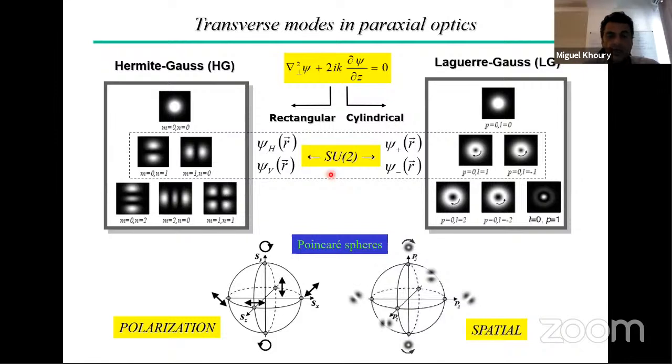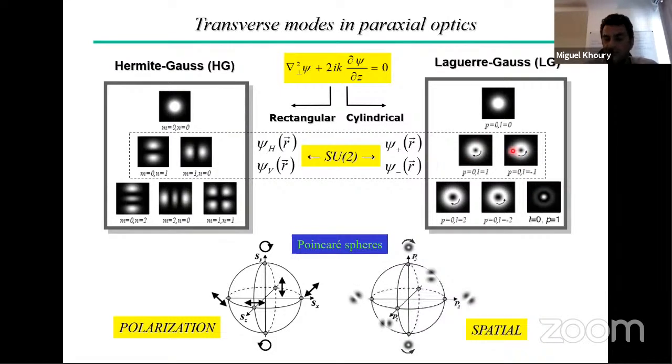modes. So here we can realize in the first order an SU2 structure. And also if we go to the second order, we would have an SU3 structure and so on. But the interesting thing is that since we have an SU2 structure here on the first order, you can also represent all linear combinations of a pair of orthogonal first order modes.